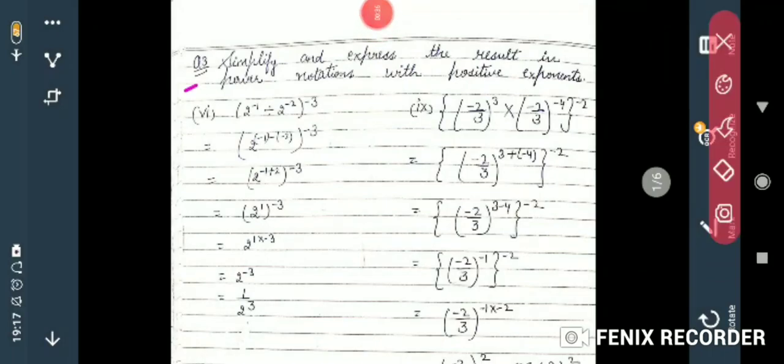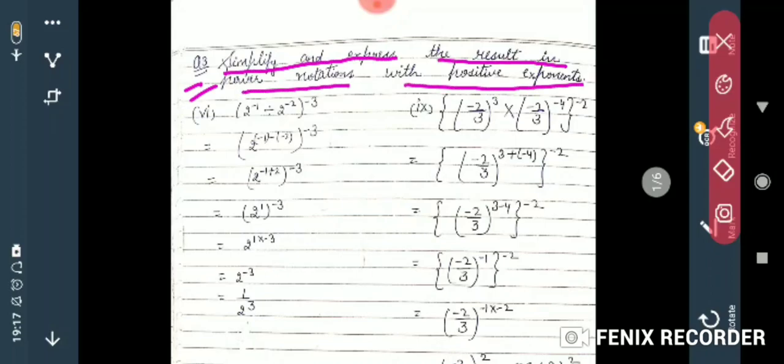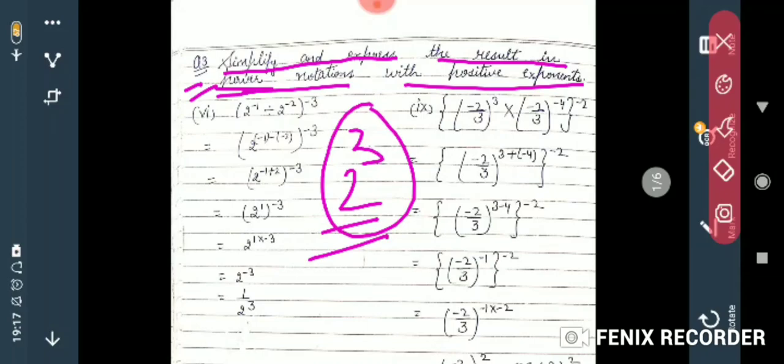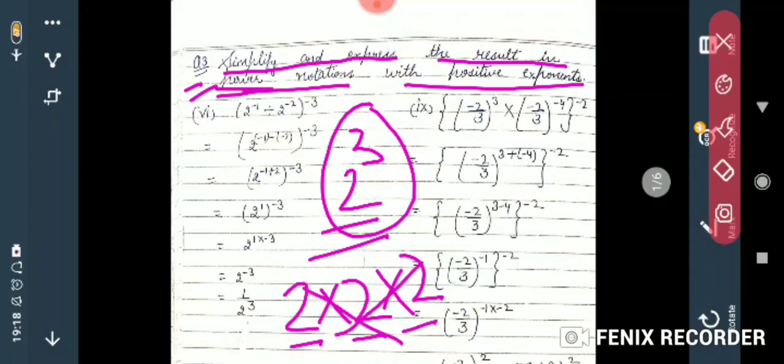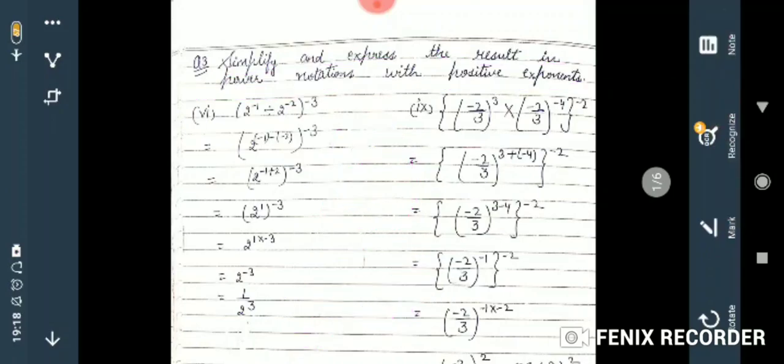So question number 3. Simplify and express the result in the power notation with positive exponents. What is the meaning of power? 2 to the power 3. That means you have to solve the answer only up to power. Don't expand it. That means 2 to the power 3, 2 multiply 2 multiply 2, no need to do this. Why? Because the answer should be in power.